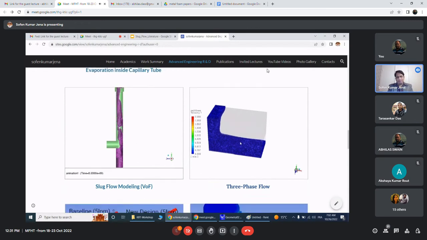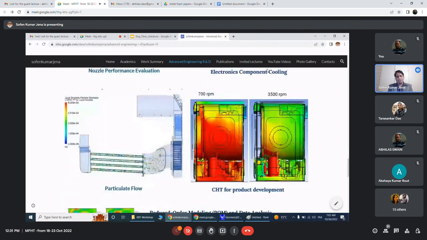Apart from this, there is also Euler-Lagrange flow. This is called DPM, discrete particulate matter flow. I am not covering those aspects. It's also a separate and broad topic. We did it in the past. There, one is the continuous phase and one is a Lagrangian particle tracking, droplet kind of thing.